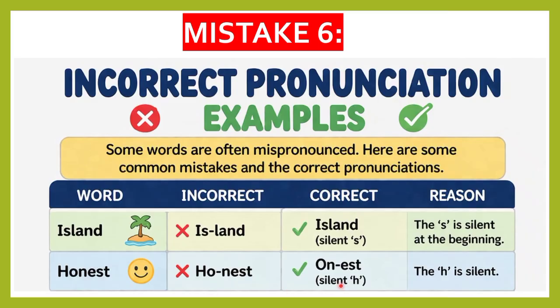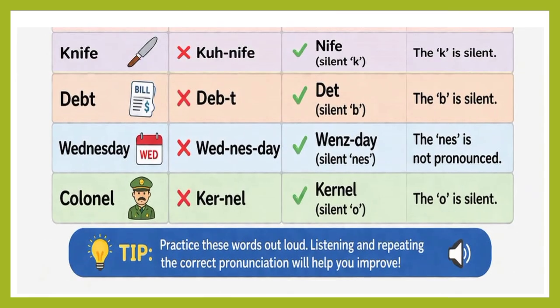But it is honest. H is silent. Like this, here is a list of few words: knife, debt, Wednesday, kernel. So practice these words out loud. Listening and repeating the correct pronunciation will help you improve and thereby help your children to learn the correct pronunciation of the words.